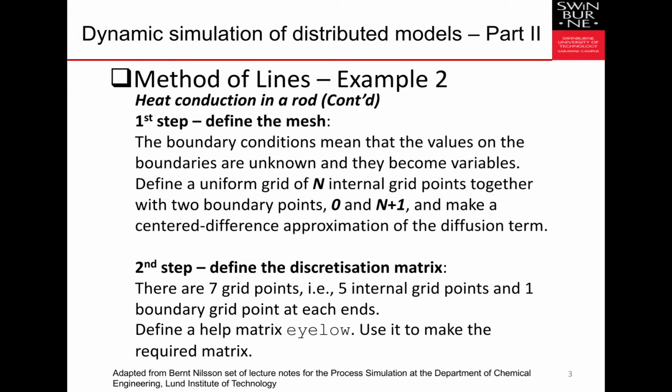So the first step will be to define the mesh. The boundary condition means that the values on the boundaries are unknown and they become variables. Together with the n internal grid points plus the two boundary points at 0 and n plus 1, we make a center difference approximation of the diffusion term. The second step: we now have 7 grid points, meaning 5 internal grid points and 1 boundary grid point at each end. We can use ILO, as we have shown in the examples in the previous week's recording, to make the required matrix.